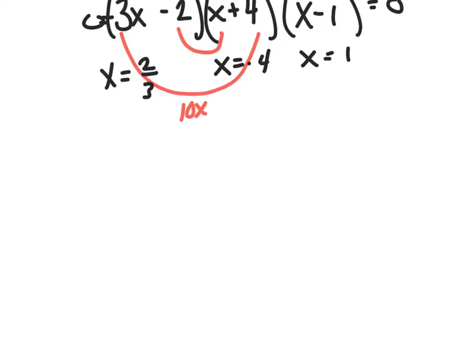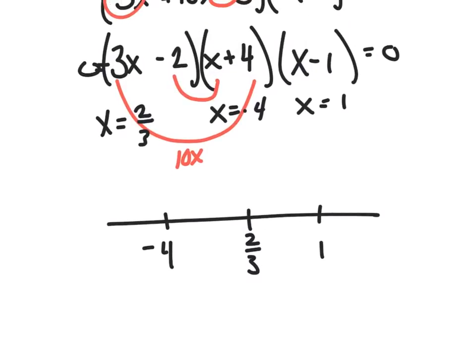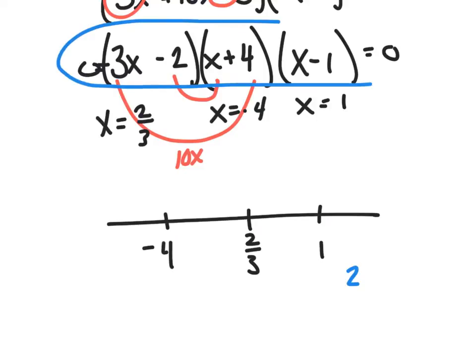Now we talked about graphing these. We made a quick sign chart for ourselves. We said put them in order from least to greatest. So -4, 2/3, and 1. And we basically said we just need to know whether the function is positive or negative. And you can pick any number you want here. So let's say I want to plug in a 2. All I care about is whether this is positive or negative, and it's easiest to plug in this factored form.